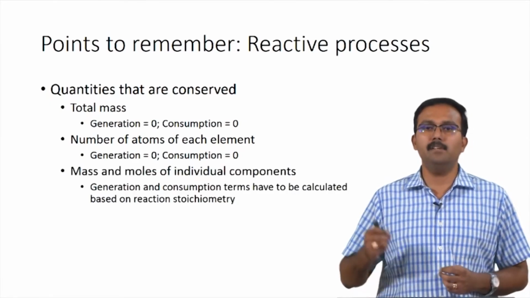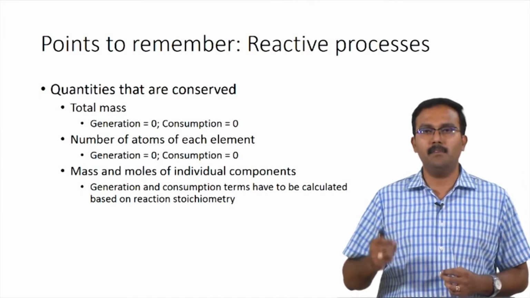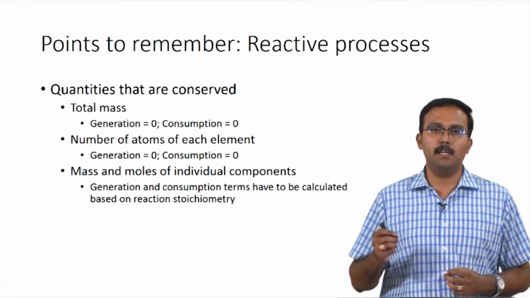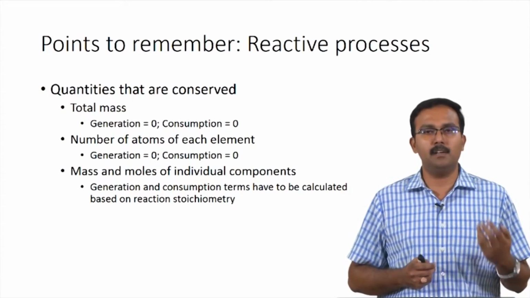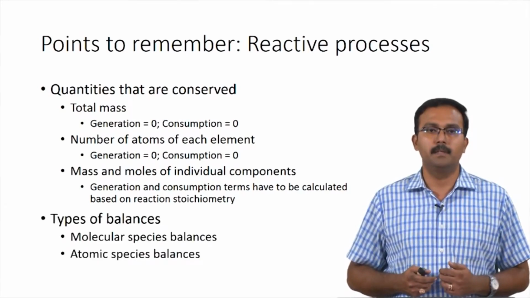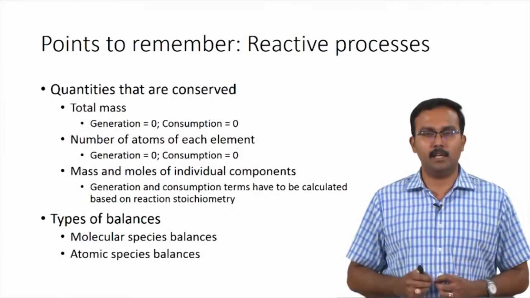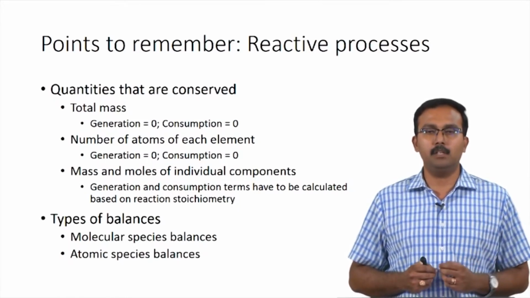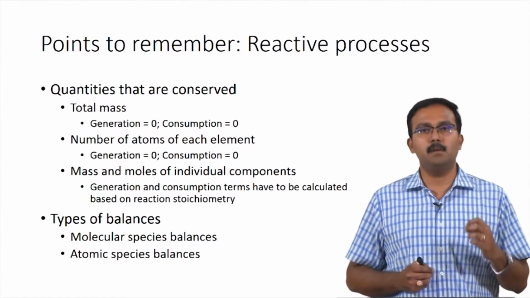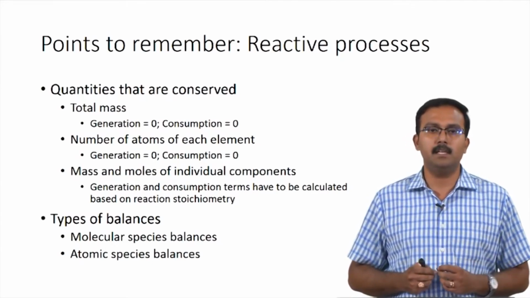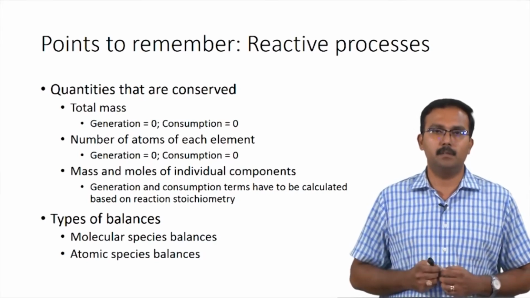Mass and moles of individual components are also conserved. Generation and consumption terms have to be calculated for these particular component balances using the stoichiometry or other information that is available in the problem. So, basically you can write either molecular species balances or atomic species balances. Amongst molecular species balances you would have generation and consumption terms for the reactive species, and atomic species balances will not have generation or consumption terms.